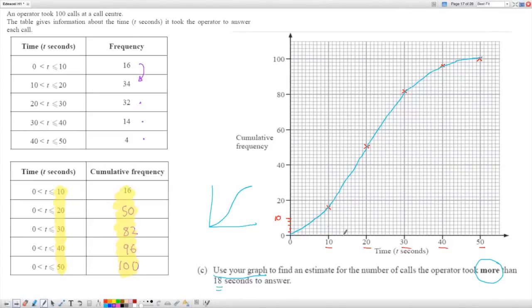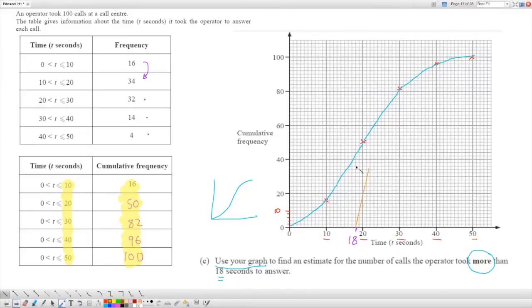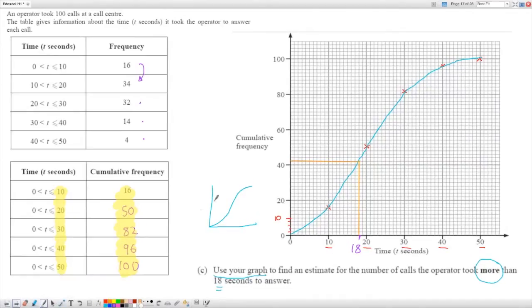We've got 20 here, 10 here, 2 down. Remember, we're going up in ones. 18 seconds is here. So taking your ruler, at the 18, draw a straight line up to your curve. Going across to the y-axis to find the corresponding cumulative frequency, here we have a value of 42. Now your value might be slightly different, but it needs to be near there, the 42.